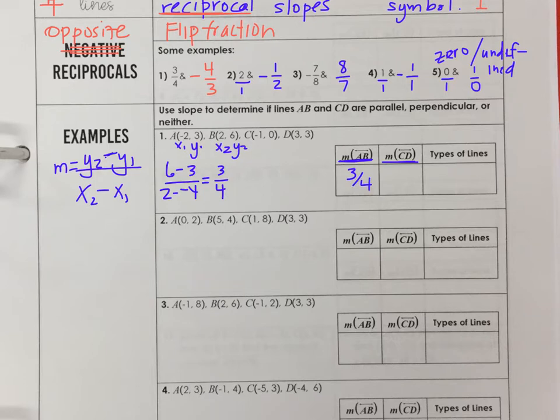I'm going to do the same exact thing with CD. So I just say 3 minus 0 over 3 minus negative 1. When I work that out in my calculator, it gives me 3 over 4. So CD is 3 over 4. So I know that those two lines are 3/4, that's exactly the same. Those two lines are parallel.